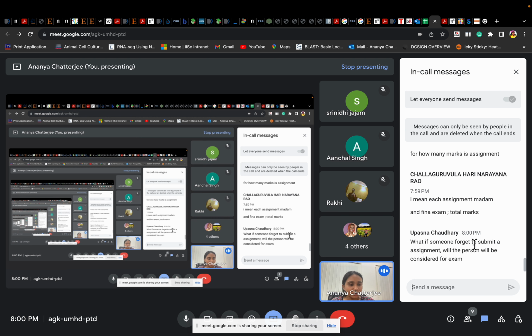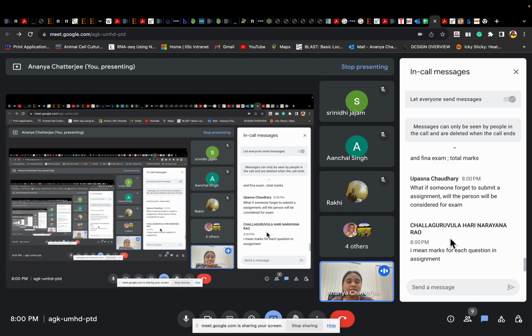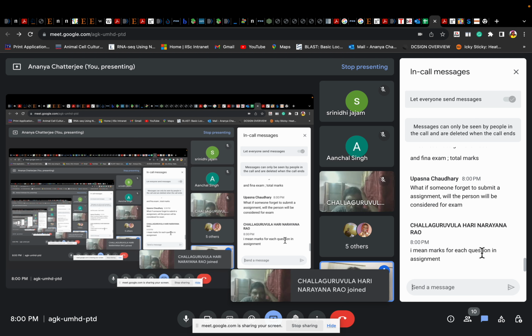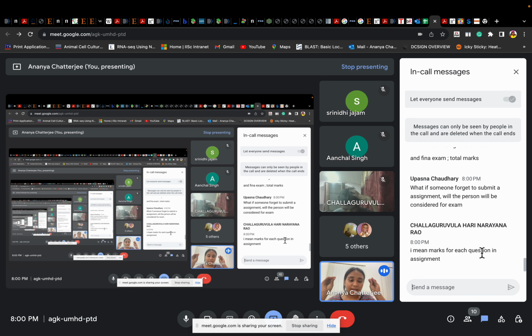What if someone forgets to submit an assignment? Will the person be considered for the exam? The person will be considered for the exam, but the assignment will not be marked. Marks for each question in the assignment, again I'm telling you, it is cumulative. If you are given 7-8 assignments, you can consider 1 mark per question. The total assignments carry 35% weightage and 65% is the final exam. So it's either 30-70 or 35-65. Don't worry about how many marks there are; the percentage will be the same.